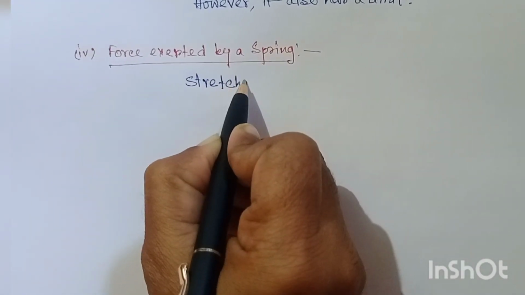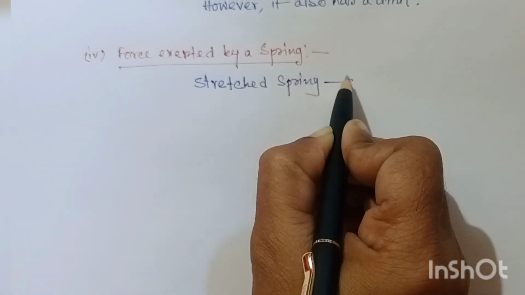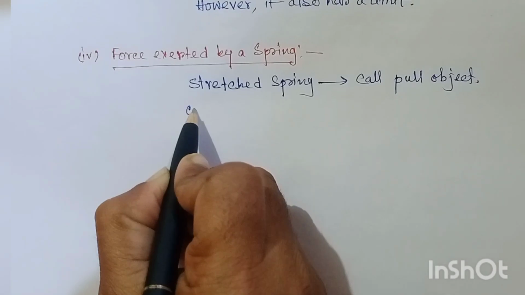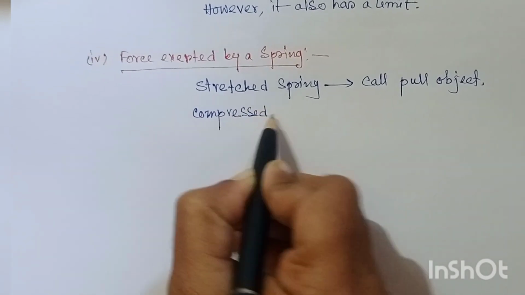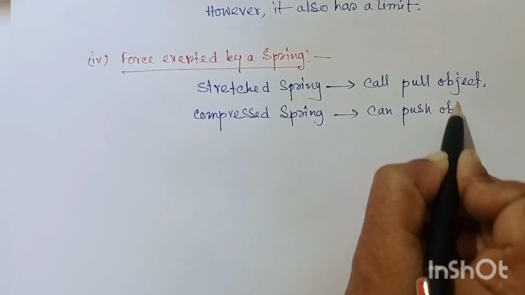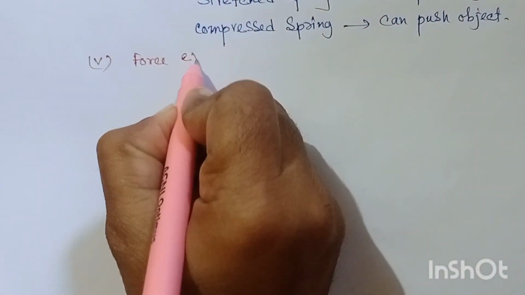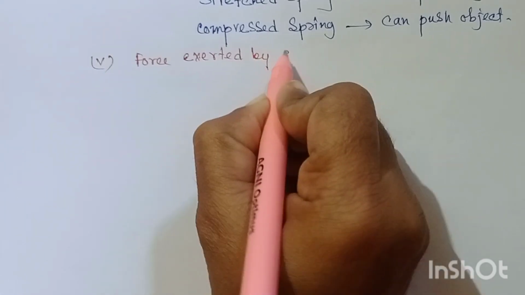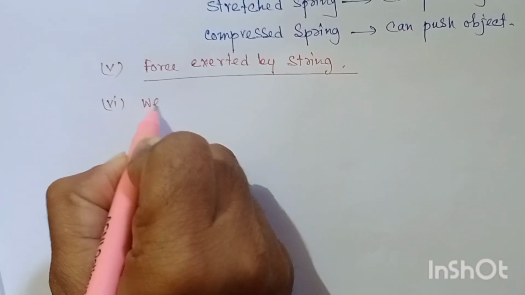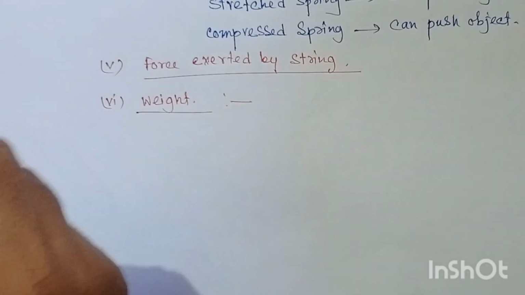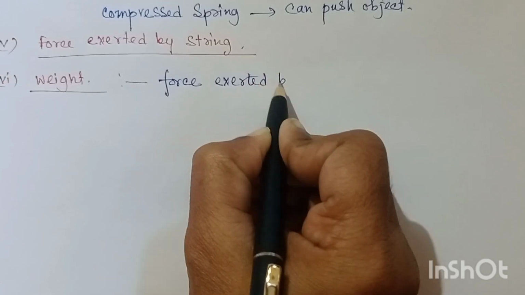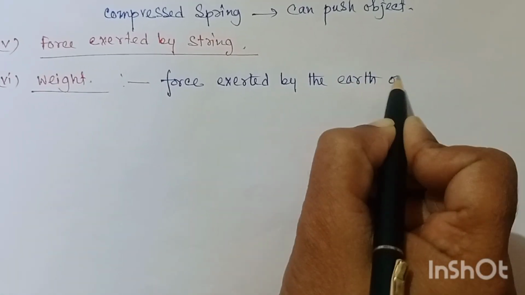Next is force exerted by a spring. When we stretch a spring, it can pull an object. When we compress a spring, it can push an object. Next is force exerted by a string. And last of all, weight. Force exerted by the earth on a body. It acts towards the earth and it's not a contact force.